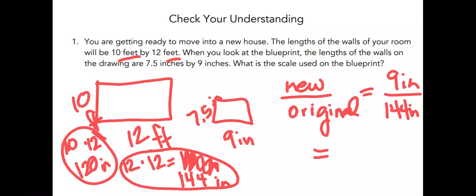Try it again. 9 divided by 3 is 3. 144 divided by 3 is 48. Oh, I think 3 goes into 48. So let me try this again. What about 9 divided by 9 and 144 divided by 9? There we go. So 1 over 16. 9 over 144 reduces to 1 over 16. So that's the scale, 1 over 16. And actually, we don't need to do the inches thing because it canceled out up there.